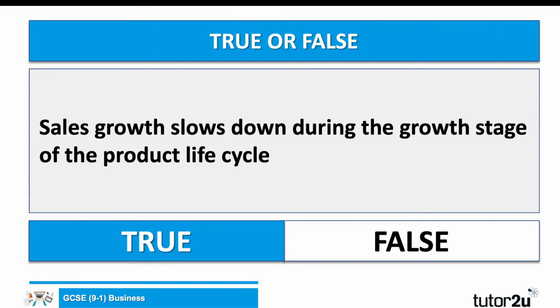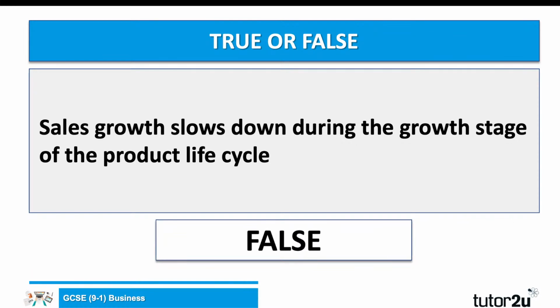Sales growth slows down during the growth stage of the product life cycle. Is this true or false? It's a very nice chain of reasoning I can see in the chat window there. Think about your stage of the product life cycle. Think about what else the product life cycle can show. Okay, I think this is resoundingly, we've got false coming through. Let's see if the majority of us are correct.